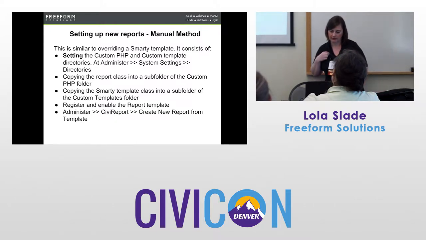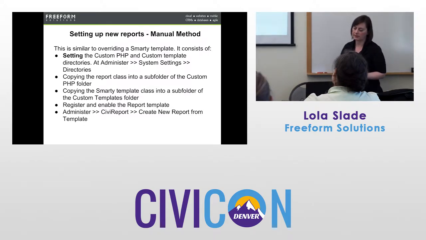Setting up new reports, manual methods. First, you need to set the custom PHP and custom template directories in administer system settings directories. You're going to copy a starter report class of some type. Because it is a subclass, it's always going to start with some piece of starter code, so you copy the starter report class into a subfolder of the custom PHP folder. Exactly what subfolder depends on the class name. You can copy the Smarty template class into a subfolder of the custom templates folder. If it's using the default template, I don't think you need to do this step anymore.